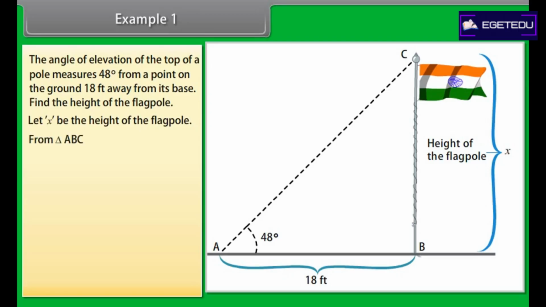From triangle ABC, tan 48 degrees is equal to x upon 18, which implies that x is equal to 18 into tan 48 degrees, which equals 18 into 1.11061 and so on, which is equal to 19.99102 and so on, which equals about 20. So the flagpole is about 20 feet high.